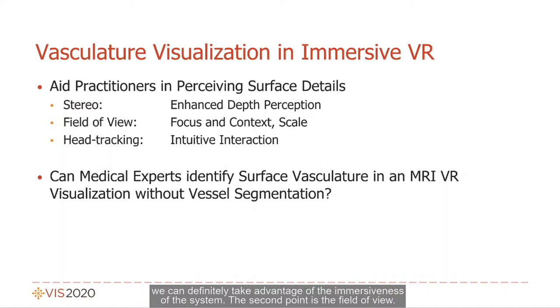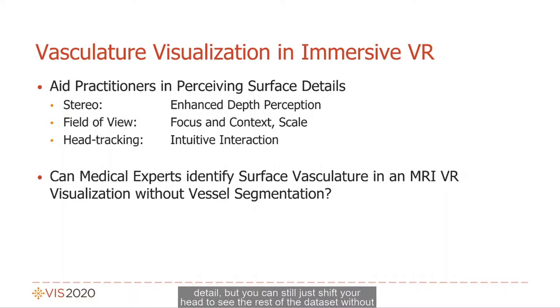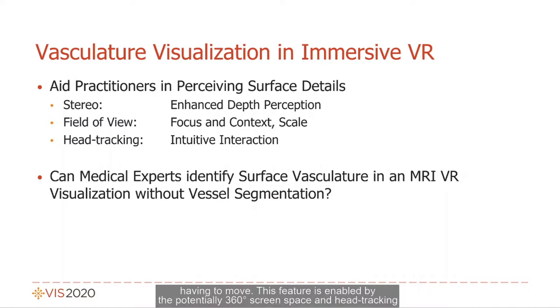The second point is the field of view. On regular desktop systems, you usually have the choice to zoom in on a region of interest, see it in detail, but lose the context to the rest of the dataset, or you zoom far out, see the entire dataset, but lose track of the detailed region. In VR, you can scale up the dataset to fill an entire room. You can get close to observe some features in detail, but you can still just shift your head to see the rest of the dataset without having to move. This feature is enabled by the potentially 360-degree screen space and head tracking that is often present in virtual reality systems.